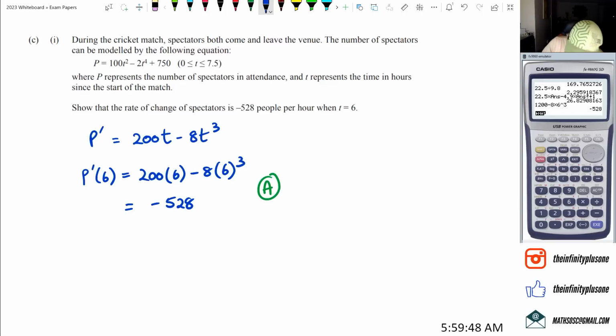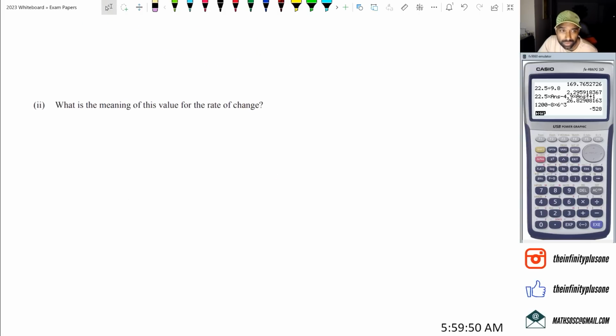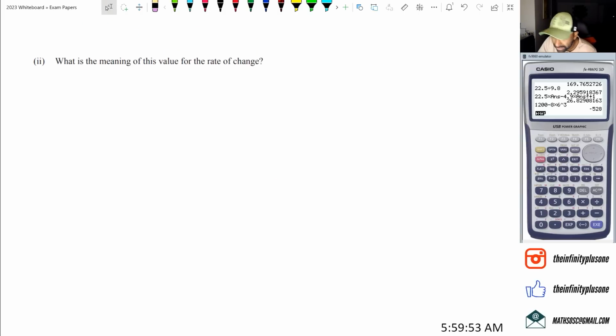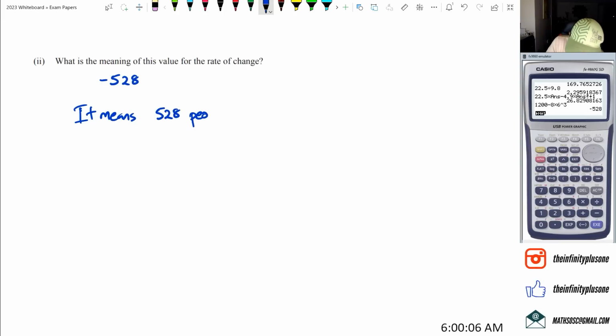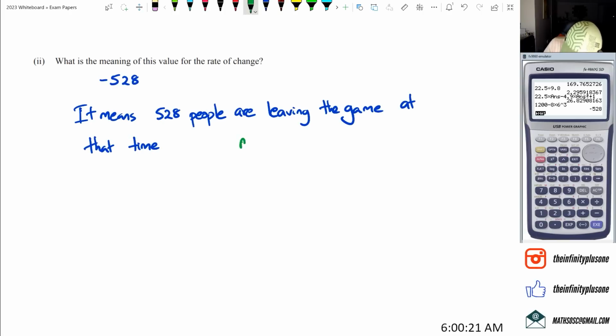Let's go to the second part of this question. It says, what is the meaning of this value for the rate of change? Because basically what we had was minus 528. All you have to write is it means 528 people are leaving the game at that time. So this interpretation is going to get you a merit after you did that achieve part, of course.